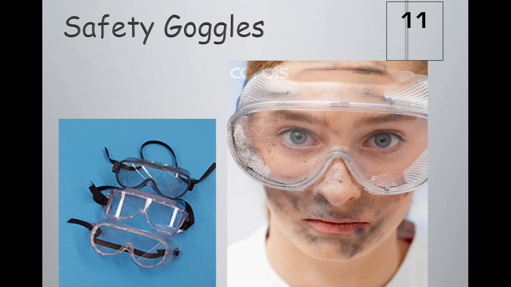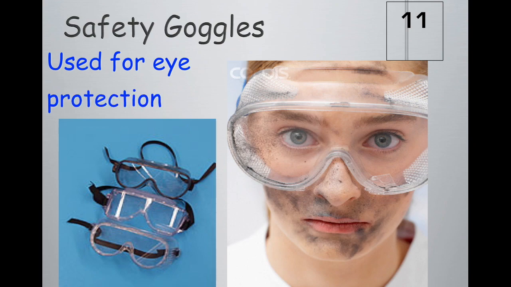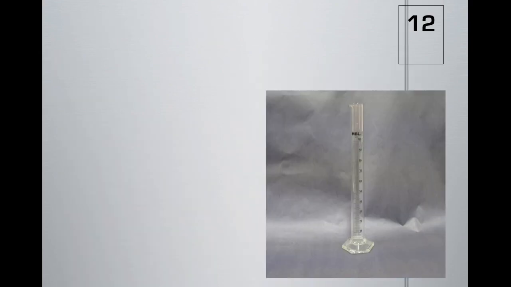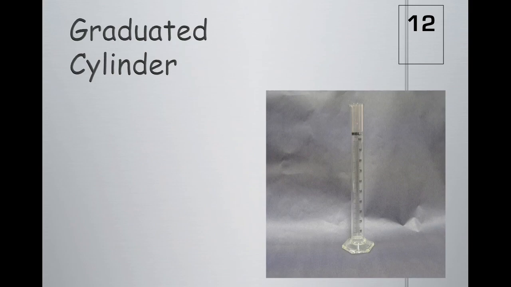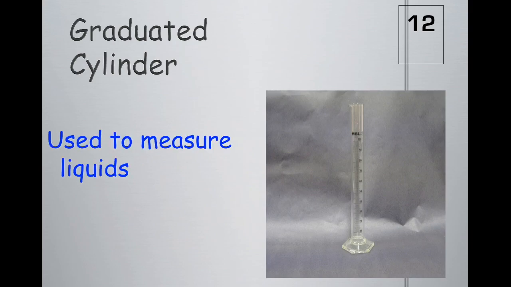Safety goggles, a must. It's used to cover the eyes and to protect the eyes from getting hurt if any kind of substance or anything bad happens in the lab. And it's for your protection, so definitely wear it when the teacher says that you must. The graduated cylinder is used to measure liquids, and I know you have seen them in the lab, so we'll be using that throughout the school year.